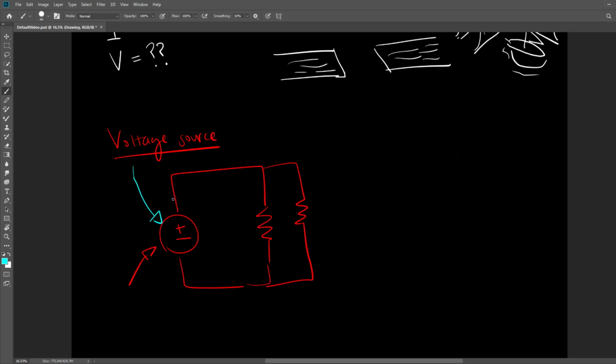And we can assign a current that flows this way, and we can assign the plus and minus signs in the corresponding directions. That's pretty much what a voltage source is. Usually there's a value like 10 volts, 5 volts, 2 volts, etc. But that's pretty much what a voltage source is doing: it's adding a voltage in a particular direction, or it's adding voltage to our circuit.